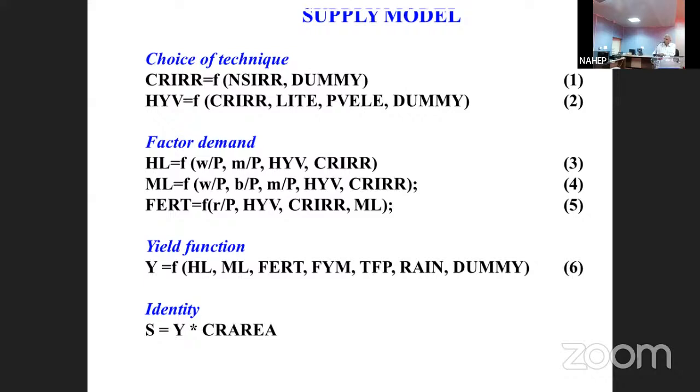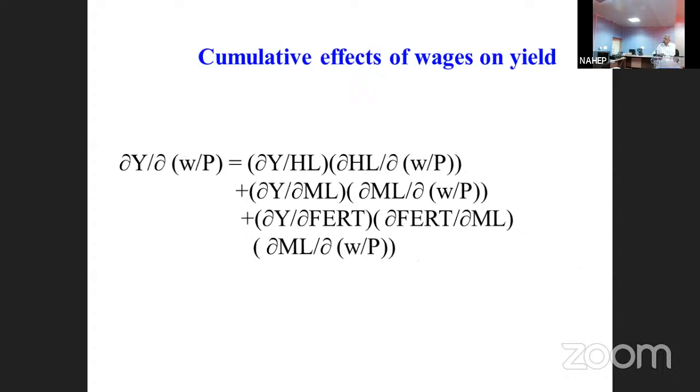Once you apply it, you can measure the impact of wages. The wages will affect the machine labor, and machine labor affects the fertilizer, and fertilizer will affect the yield. The second component: wages will affect the machine labor, and machine labor will affect the yield. First line: wages will affect the human labor, and human labor affects the yield. So if you sum up the three processes, we get the effect of wages on it. That way we compute this elasticity.